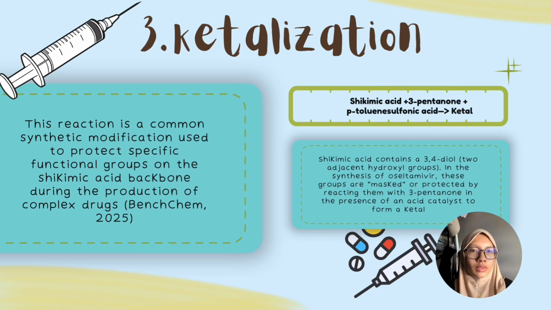This reaction is a common synthetic modification used to protect specific functional groups on the shikimic acid backbone during the production of complex drugs. The chemical equation is shikimic acid will react with 3-pentanone and p-toluenesulfonic acid, and then it will produce ketal. Shikimic acid contains a 3,4-diol or two adjacent hydroxyl groups. In the synthesis of oseltamivir, these groups are masked or protected by reacting them with 3-pentanone in the presence of an acid catalyst to form a ketal.